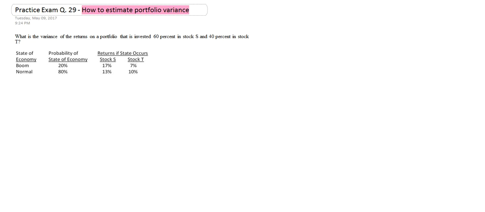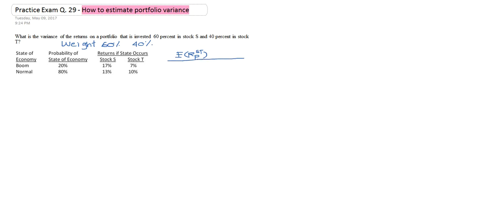So let's start. With the information you see here, we have two stocks in your portfolio, stock S and stock T. The combination of these two stocks consists of a weight of 60% for stock S and 40% for stock T. So with this information, let's start by finding the expected return of the portfolio at each state of the economy.